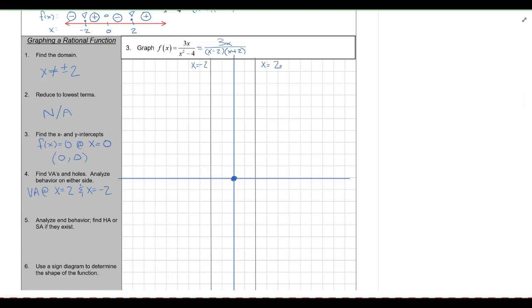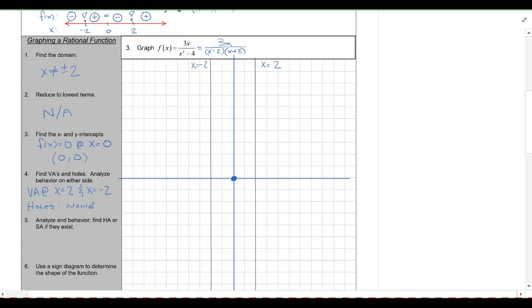The other thing we have to do is identify locations of holes, and there are none in this graph because we have no factors in the numerator that cancel out with a factor in the denominator. So I'm just going to make a note over here for holes. We have none.